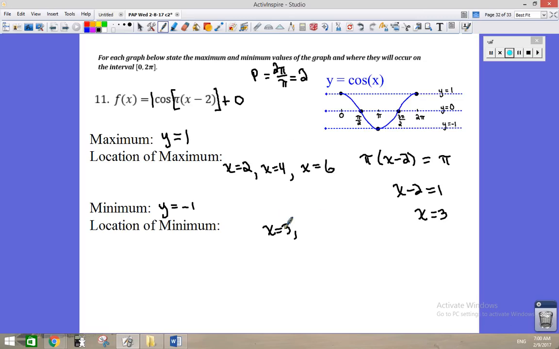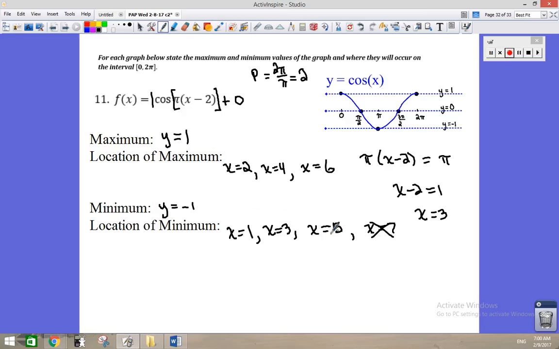The next location of this is a cycle away. If the length of our period is 2, then the next time that occurs is at 5. And then the next time it occurs after that is at 7. But 7 is bigger than 2 pi, because 2 pi is about 6.28. So we were going forward 2 units. What if we went backwards 2 units? 3 minus 2 is 1, and 1 is bigger than 0.